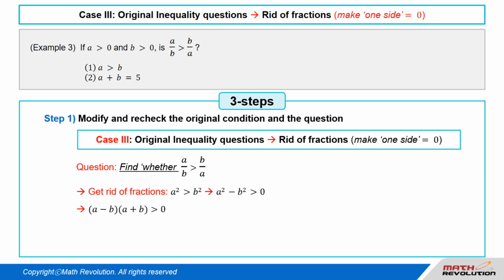Then we get whether a over b is greater than b over a, or whether a squared is greater than b squared. This can be further written as whether a squared minus b squared is greater than 0. This can be factored using the difference of squares, which gives us whether a minus b times a plus b is greater than 0. As a and b are positive, a plus b will always be positive.